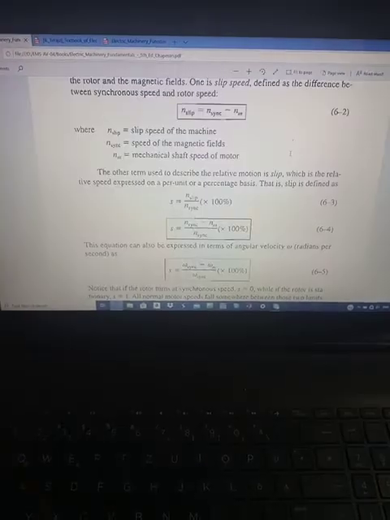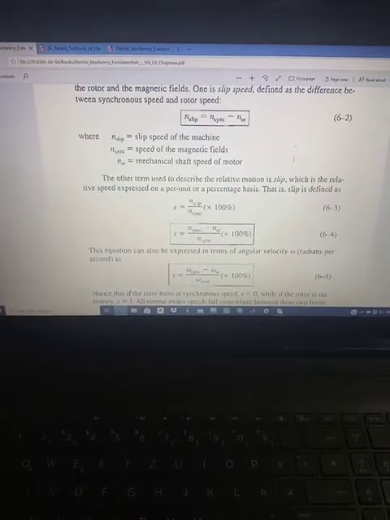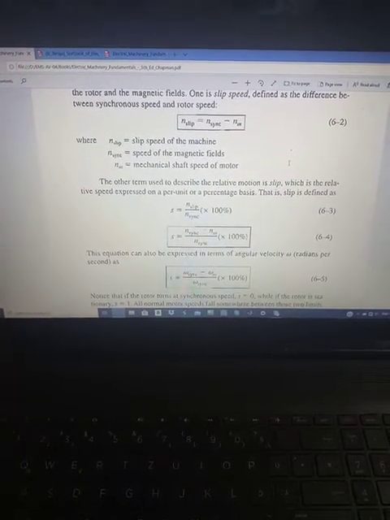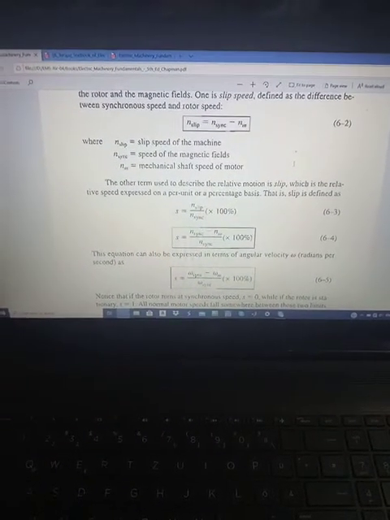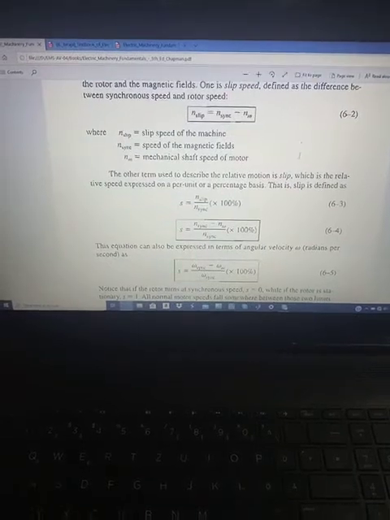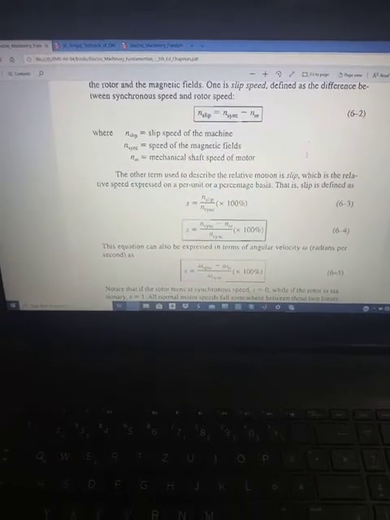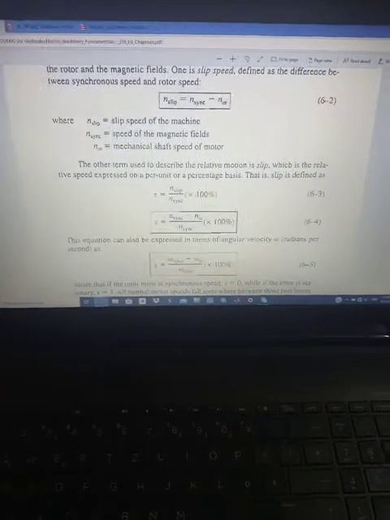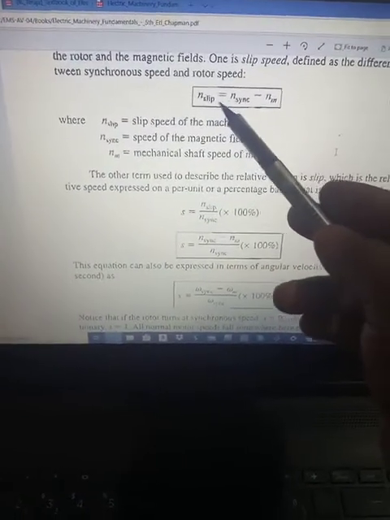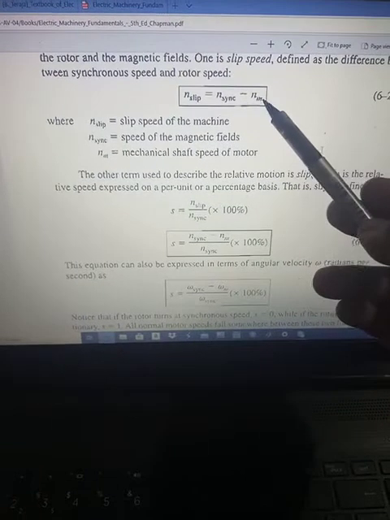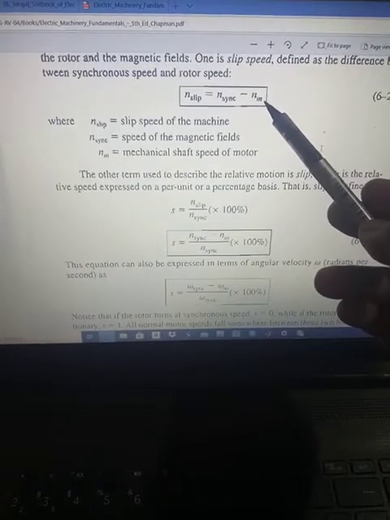So slip is actually the difference between the synchronous speed and the rotor speed. When you subtract the motor speed from the synchronous speed, this difference is called slip. What do we call this difference? We call it slip speed. So slip speed is actually the synchronous speed minus the rotor speed.